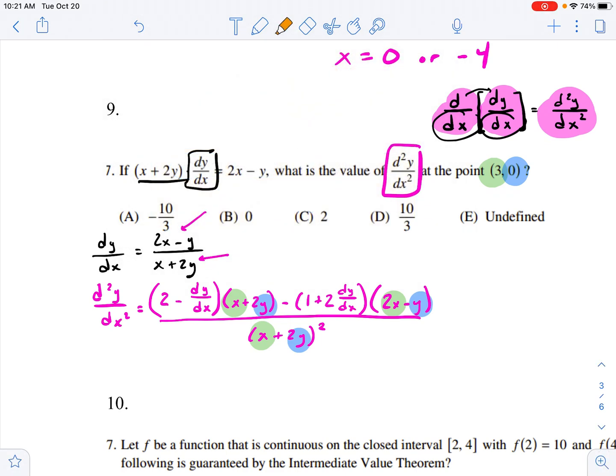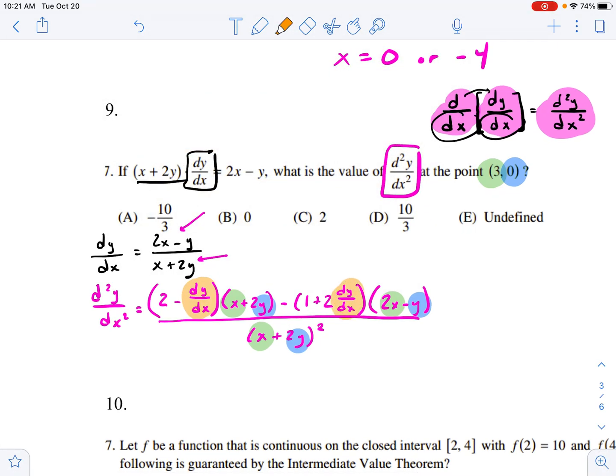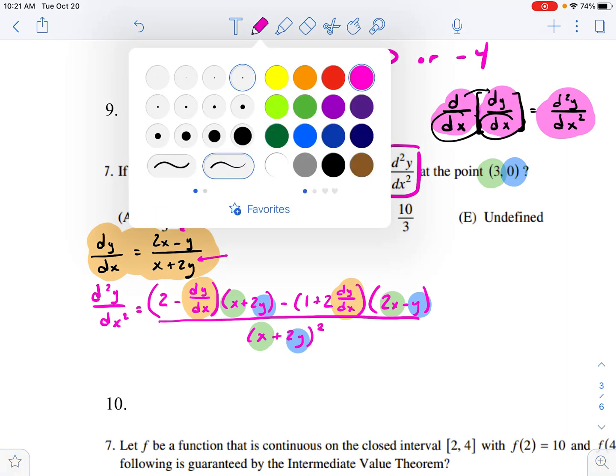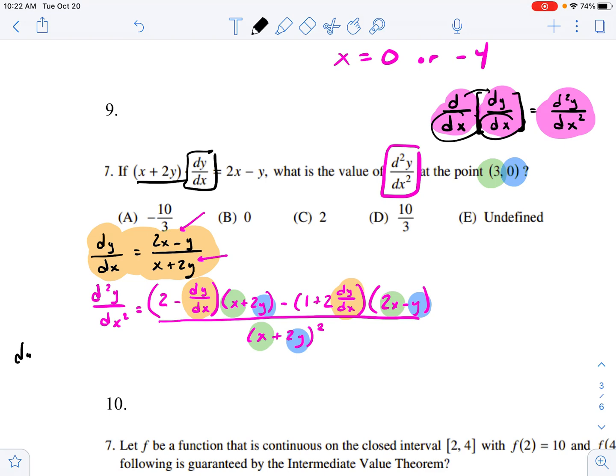However, there's another thing to consider. dy dx shows up twice in the second derivative. So we actually need to evaluate this at the point 3, 0 as well. So I'm going to do that off on the side. dy dx evaluated at the point 3, 0. So it's going to be 2x minus y over x plus 2y. 2 times 3 minus 0, 6 over 3 is 2. So all dy dx's will get replaced with 2's. All regular x's will become 3's. All regular y's will become 0's.